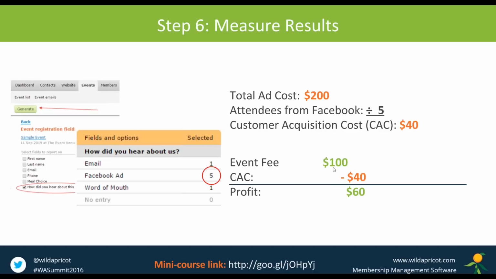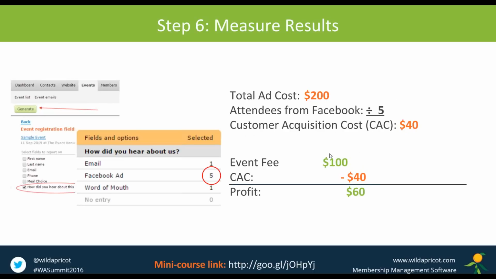Now, let's again hypothetically assume that each event registrant pays $100 to register. So we've netted a profit of $60 per person that registered for the event, even though it seems like we're in the hole initially for $200. Over the course of the campaign, we make $60 per registrant.